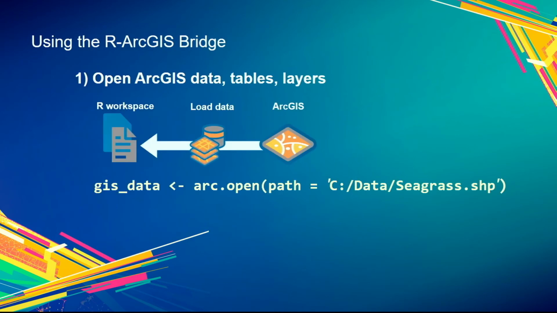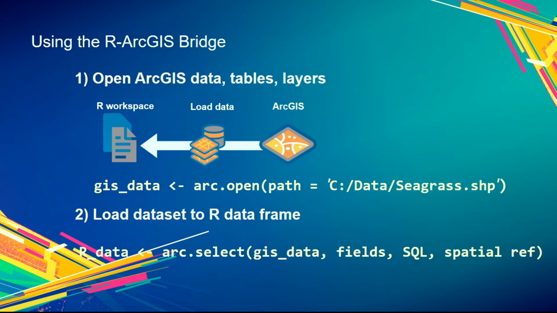Okay, using the R-Bridge. So you open ArcGIS, you have data, tables, layers. Let's work with vector data first. Here's an example. When you use the arc.open command, that's essentially like Python's describe, right? It sets up a pointer to what you're going to do, but it hasn't really read anything except for the describe information. It's going to give you properties of the feature class that you're interested in, the fields, the spatial reference, things like that. But you actually haven't read any of the data or the columns or the rows into R yet. When you want to do that, when you inspect it and you say, hey, I want fields X, Y, Z, then you say, I want to select the data.